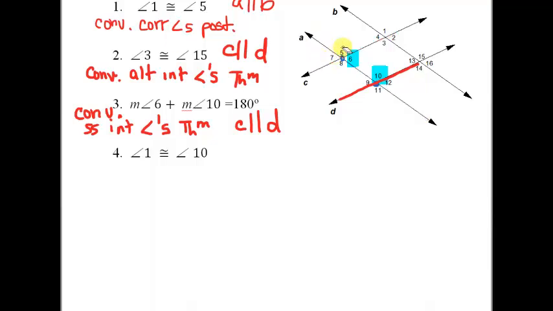All right, last one for this example set. We are taking a look here at angle 1, and angle 1 is congruent to angle 10. Do we have any parallel lines? So first things first, let's figure out what our transversal is. If I take angle 1, I find its vertex here at that point, and angle 10 has a vertex right here. Which line connects them?